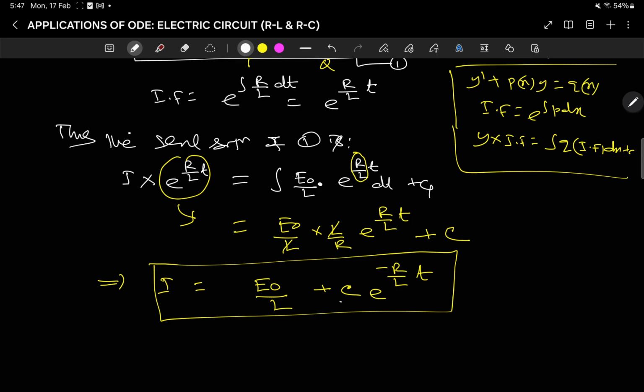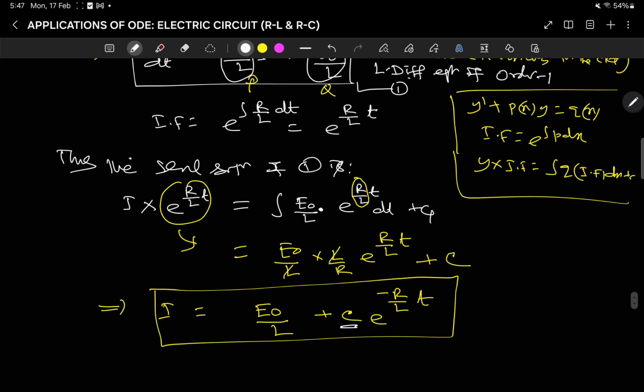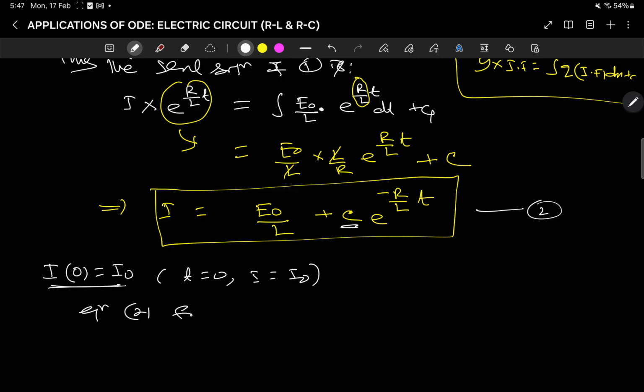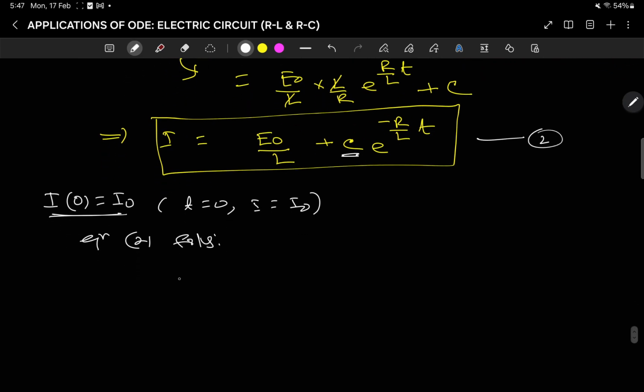Now this C is an arbitrary constant, but that C earlier is a capacitance. Don't be confused here. Now we impose the condition I of 0 is equal to I0. That means when t is equal to 0, I is equal to I0, so equation 2 follows. Here I0 is equal to E0 by L plus C into e to the power 0, which means 1.